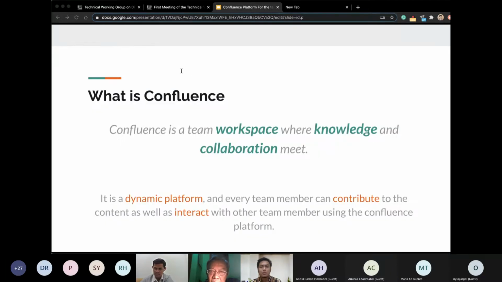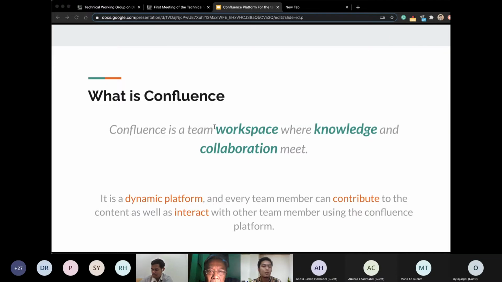A Confluence platform is a team workspace that enables users to interact with each other. In this platform, team members can collaborate on the projects they are currently working on with other team members, as well as store and share their knowledge related to the work that they are doing. So this is a dynamic platform.